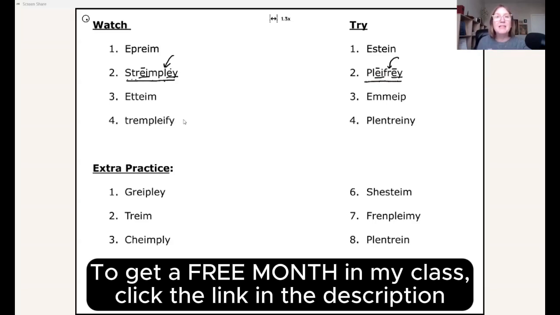Plea-free. Plea-free. Now we have an L and an R in that word. L's and R's and N's are going to be the letters that will trip us up most often when we're trying to read. So focus on those two spots, that L and the R. Make sure that those sounds are in the right spot in the word. Plea-free. Not an easy word to say, to wrap your tongue around, but you can do it.